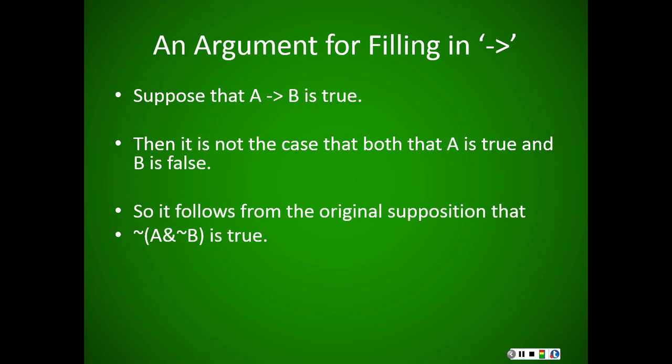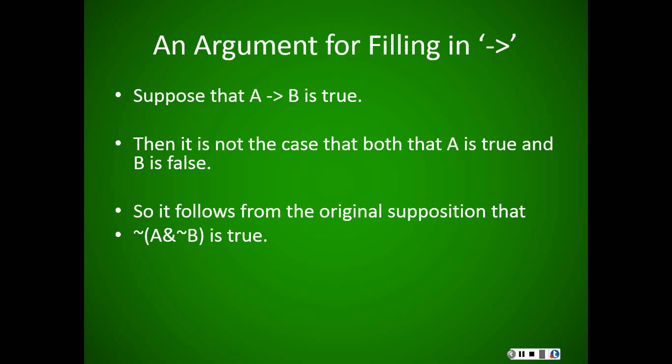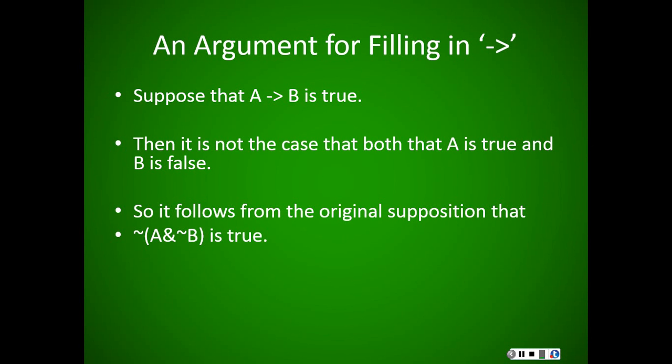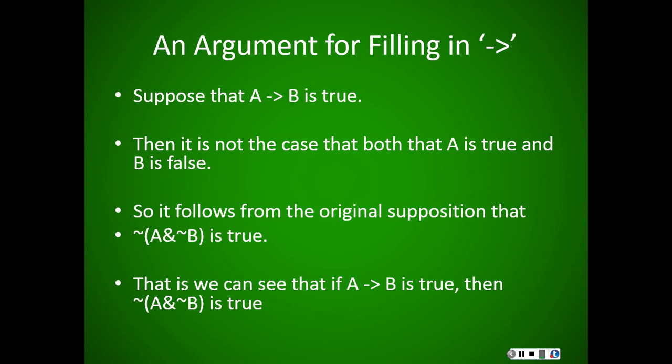It follows that it's not the case that A and not B, that negated conjunction, is true. That negated conjunction just says it's not the case that the antecedent of our conditional, A, is true, but the consequent of our conditional, B, is false. So linguistic competence tells us that if A then B is true, then this negated conjunction is true. So we can see that if A then B is true, then it's not the case that A and not B.